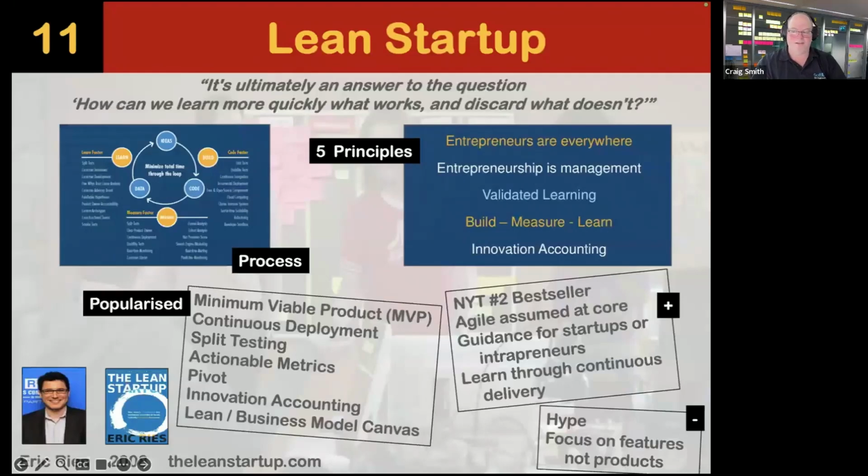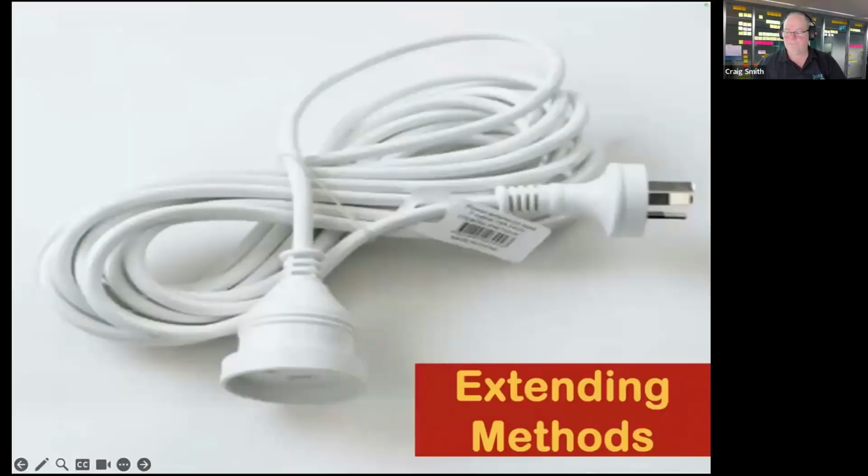I guess the interesting thing about this is that Agile was assumed at the core. Now, this was back in 2008, so they already assumed that you had to be doing Agile to take advantage of this. And a lot of organizations, again, tried to implement this but hadn't really built out their Agile core. There are some downsides to it. There is a bit of hype around it. If you really look into the science of it, people say, hey, this is more about features than products. Again, you can make your own mind up, but well worth a look.